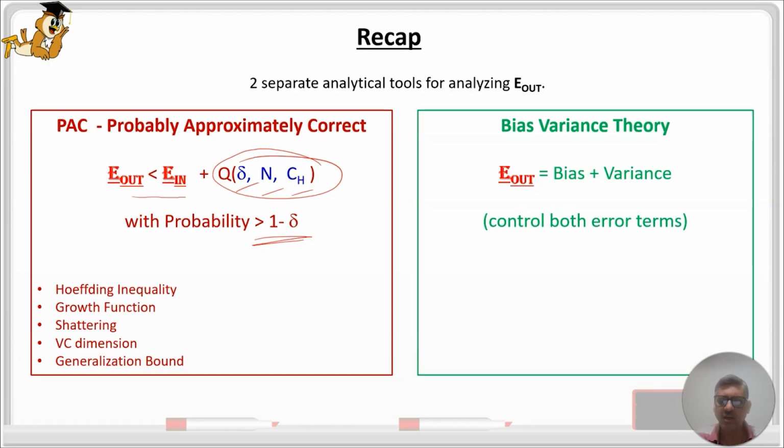Today we are going to cover another theory called the bias variance theory. The bias variance theory is another way of decomposing Eout, and it decomposes Eout into a bias error and a variance error. So out of sample error is equal to bias error plus variance error. And then our objective, of course, is to try and control both of these error terms. That is what we are going to be doing.